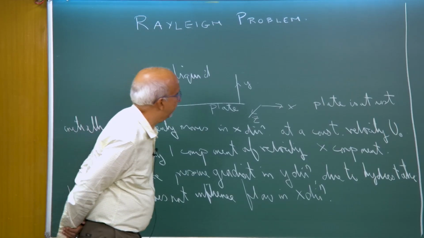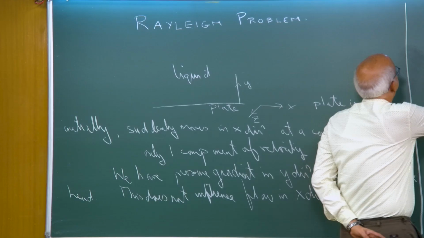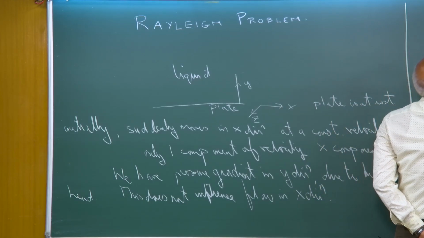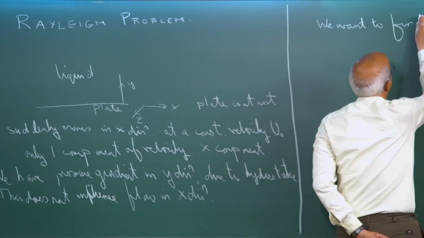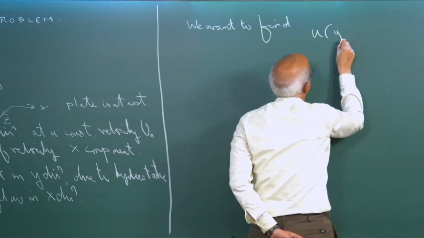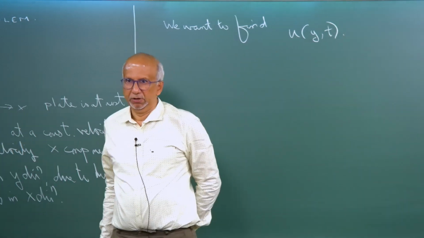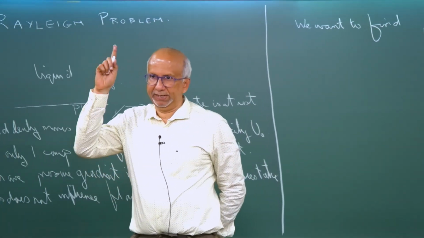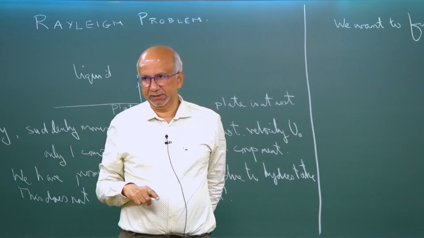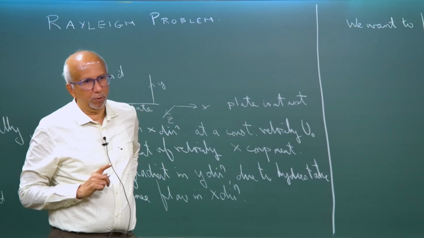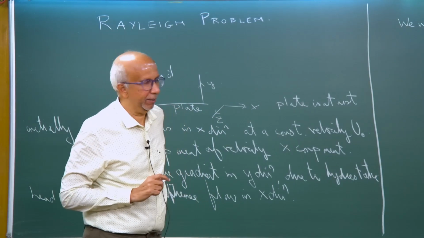So, clearly what are we interested in? We want to find out u of y comma t. This is what I mentioned. One spatial direction, the only spatial direction is y and time is the other direction. So, you want to find out how the velocity changes with y and t. Okay.